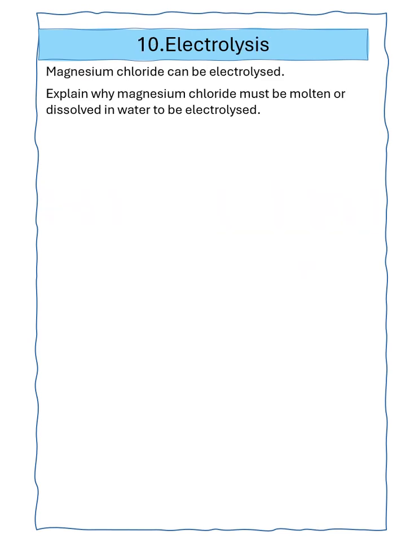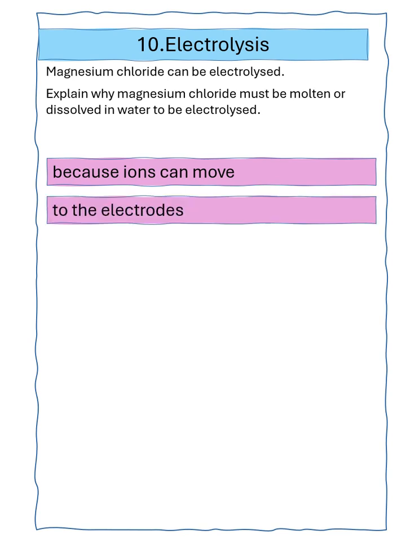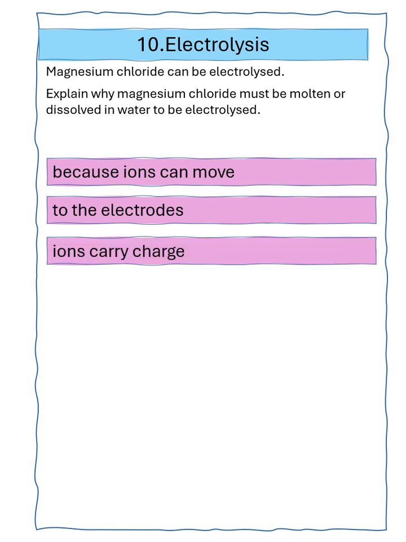Question 10 about electrolysis says magnesium chloride can be electrolyzed. We've got to explain why magnesium chloride must be molten or dissolved in water to be electrolyzed. So first thing to remember is that for electrolysis to occur, the ions need to be able to move, and the only way the ions can move is if they're molten or dissolved in water. So if the magnesium chloride is molten or dissolved in water, then the ions can move. They can move towards the electrodes. The positive ions will move to the negative electrode. The negative ions will move towards the positive electrode. And remember that ions are carrying the charge.